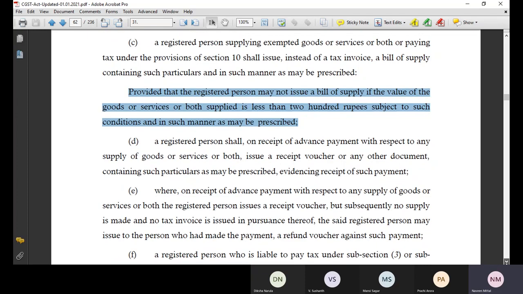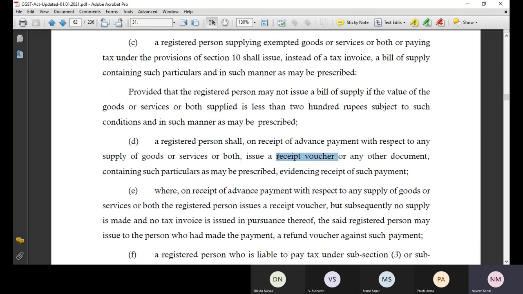Now, in so many cases you make an advance payment before you purchase the product. In case of advance payment, issuing a receipt voucher is required. If I want to purchase a laptop of, for example, 1.50 lakh rupees, then the shopkeeper asks me to give him 20,000 rupees.